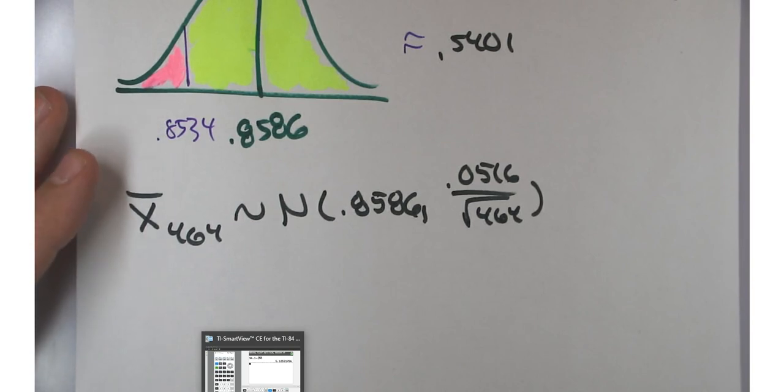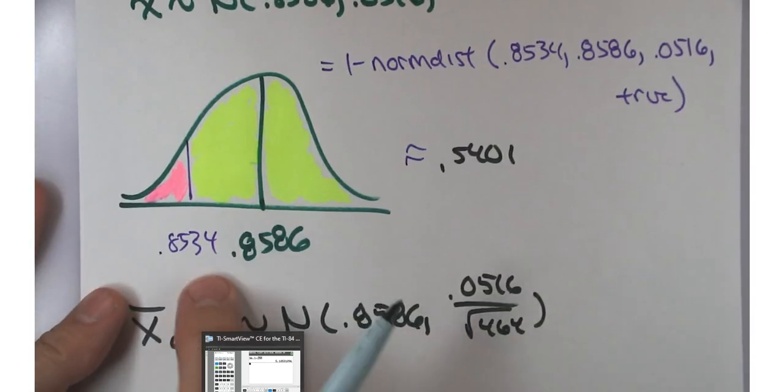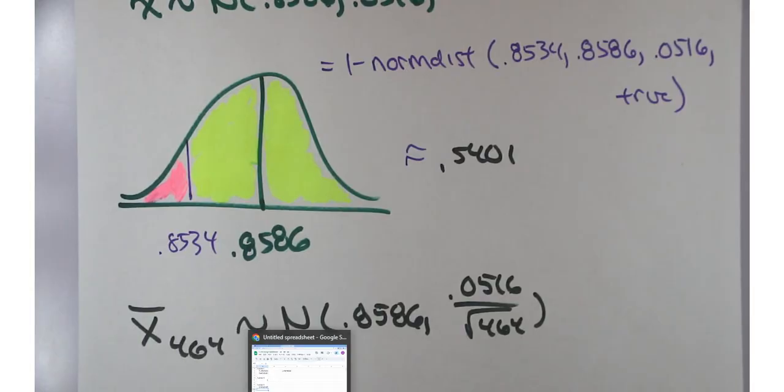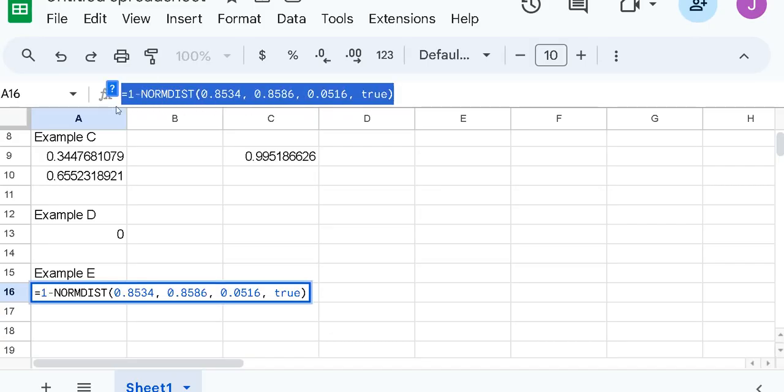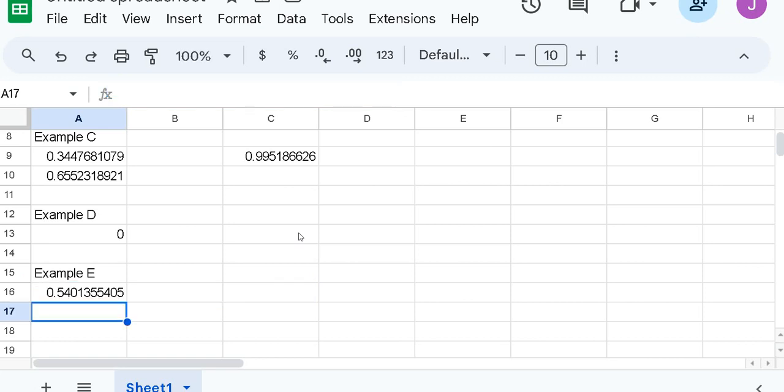I didn't get that. You guys getting something different? Did I type something wrong here? Let me take a look back here. Thanks for speaking up. Let's see. 0.8534, 0.8586. Did you do part B already? Did you divide by square root of 464 already? No. No? Okay. That one works. So are the majority of you getting the same thing I got here, 0.5401? Yeah. Okay.